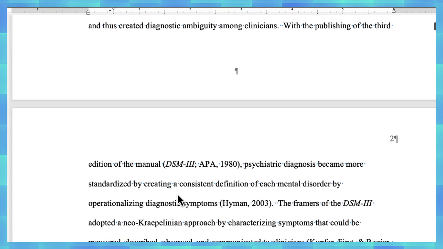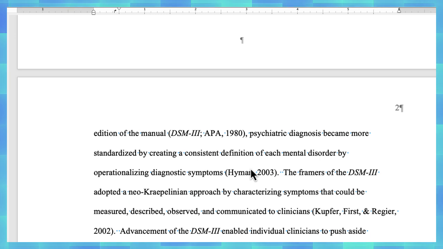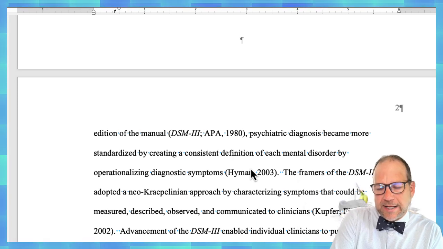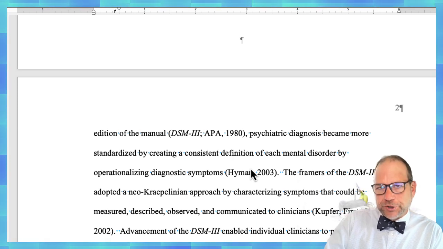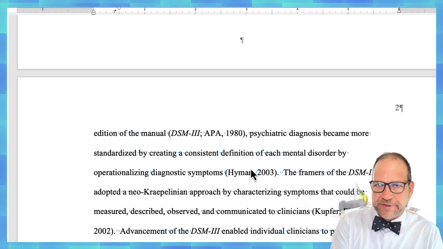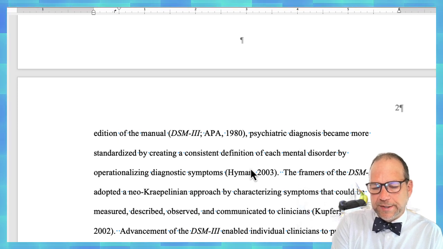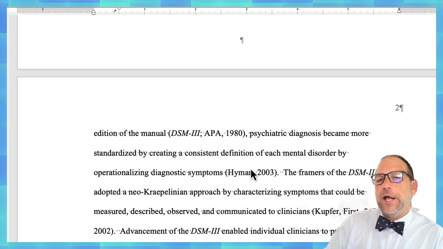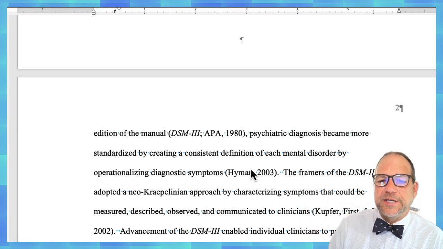With the publishing of the third edition of the manual, and this is it, the DSM-3 from 1980, psychiatric diagnosis became more standardized by creating a consistent definition of each mental disorder by operationalizing diagnostic symptoms. Understand there's DSM 1, 2, 3, 4, and 5. Diagnostics change in versions. It's kind of like software. You've got version 10 of the software, and then it's like 10.1 and 10.2 and 10.3. It's all kind of about the same with a couple of little enhancements, and then we get to version 11. DSM is the same way.